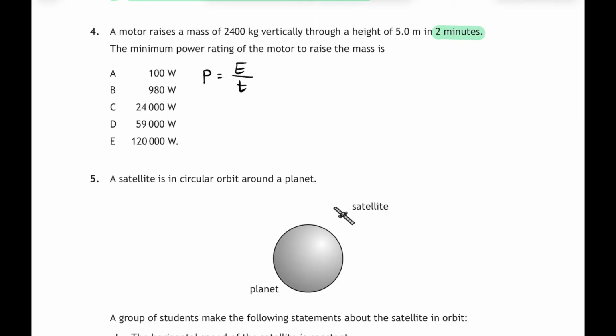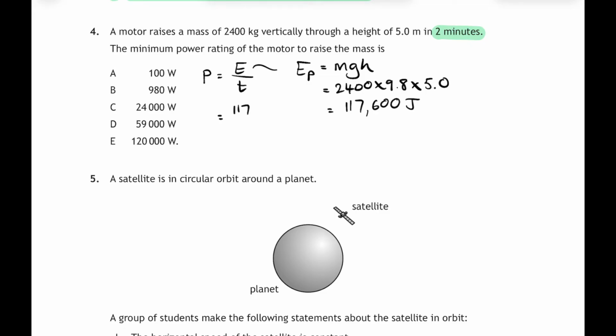But the clue here is that we're lifting a mass vertically through a height of 5 metres. So we can work out what its gain in gravitational potential energy is. EP equals mgh. And if we sub in for the mass, 2,400 kilograms, g on Earth is 9.8 and the height is 5 metres. And if you do that on your calculator, it'll give you an answer of 117,600 joules. And I'm not rounding that because we're going to sub that into the power relationship.